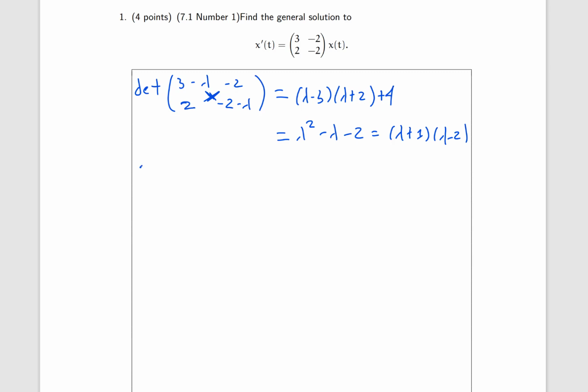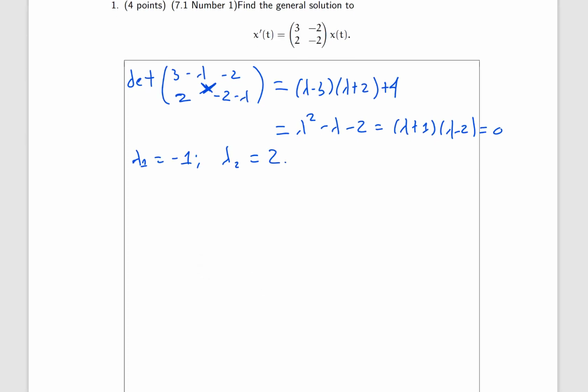And so if we set this equal to 0, we get that lambda 1 is equal to minus 1, and we get that lambda 2 is equal to 2. And so we want to find an eigenvector associated with each one of these eigenvalues. Okay, so for the first one, lambda 1 is equal to minus 1.